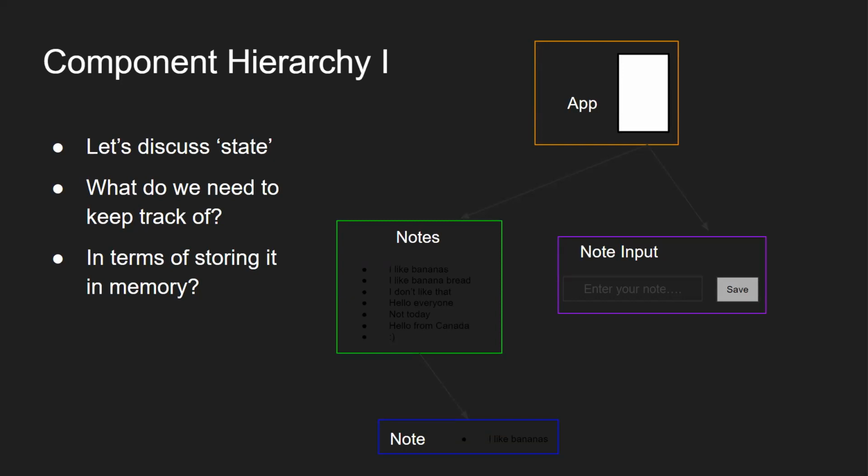Yeah, the input. Okay, excellent. So specifically the input, it's what we're typing in. Because the idea is, and I'll go more into this later, these are two things that we need to keep track of. The input, so what the user is currently typing in, and notes, the list of notes that we have so far, essentially.